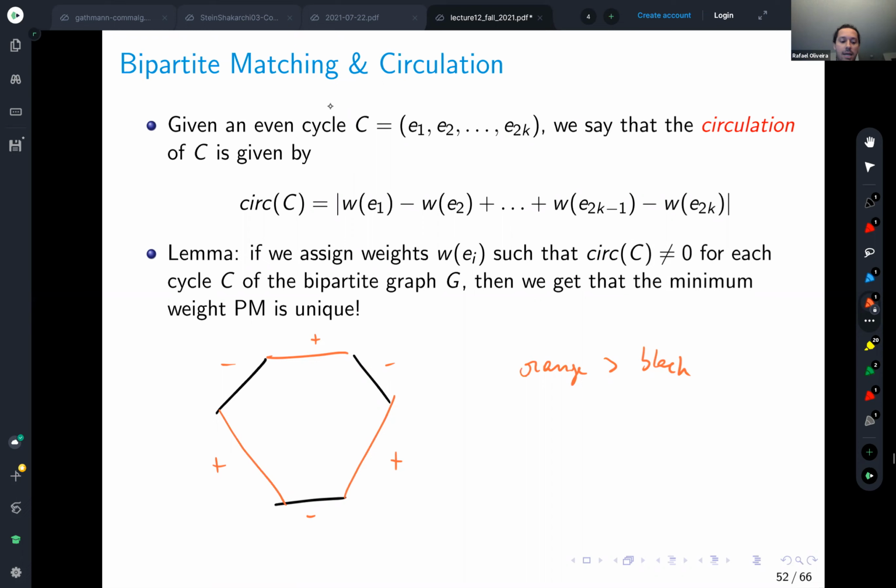So that's the connection between circulation and bipartite matching. It's quite an easy and really cute connection: if the circulations are all different from zero, then we know that the perfect matching is unique. So what are we going to do? We're going to try to come up with the weight assignment. And that's what Fenner, Gurjar, and Thierauf did. They have a scheme to create this weight assignment so that all the circulations are different from zero.